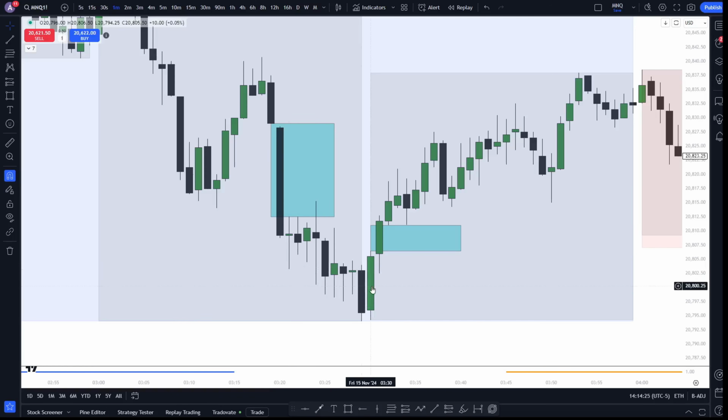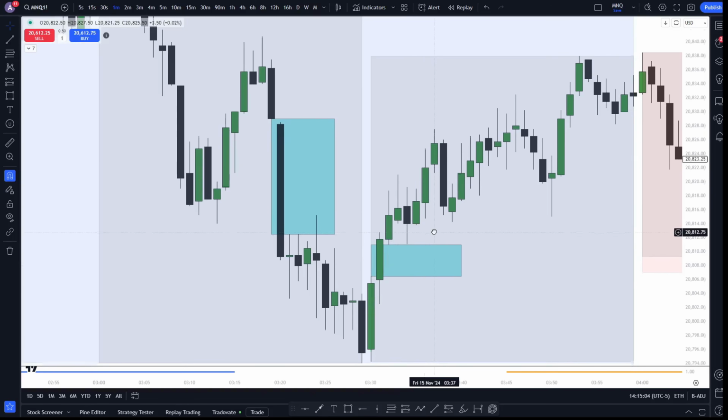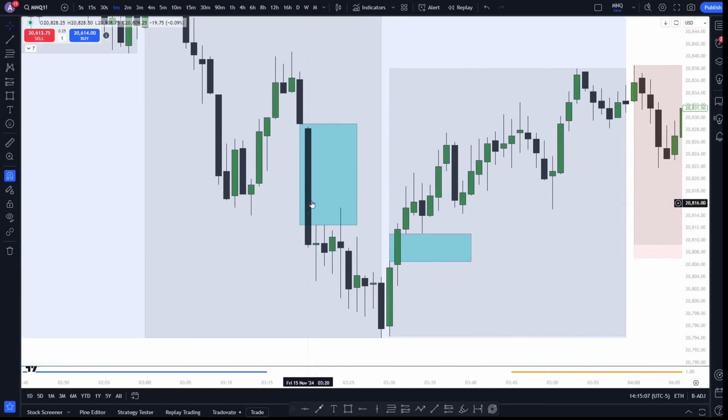And why is this of any importance? Because this BISI led to a closure above this high. As I said before, these highs should not get closed or displaced above. This simple pattern right here is our market structure shift pattern. Once we see this, we know that we have turned from a sell program into a buy program, or a buy program into a sell program.